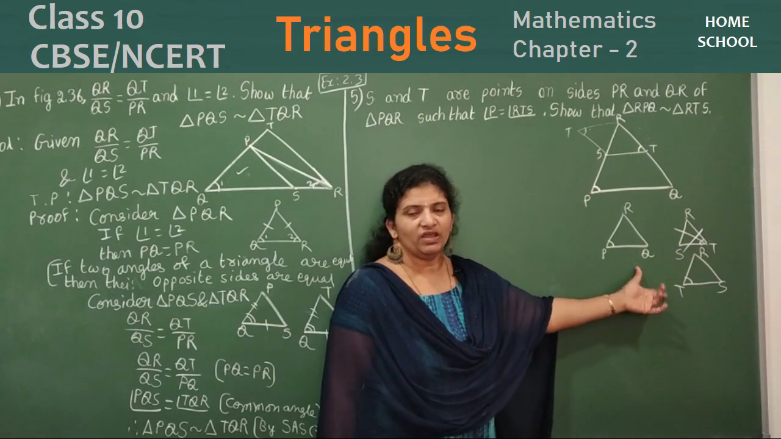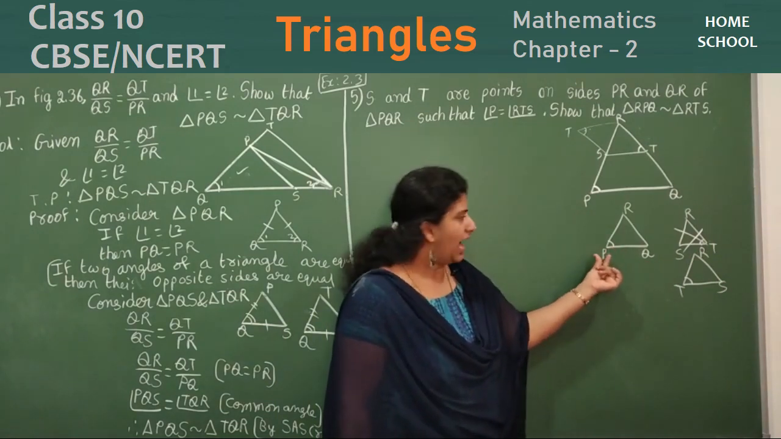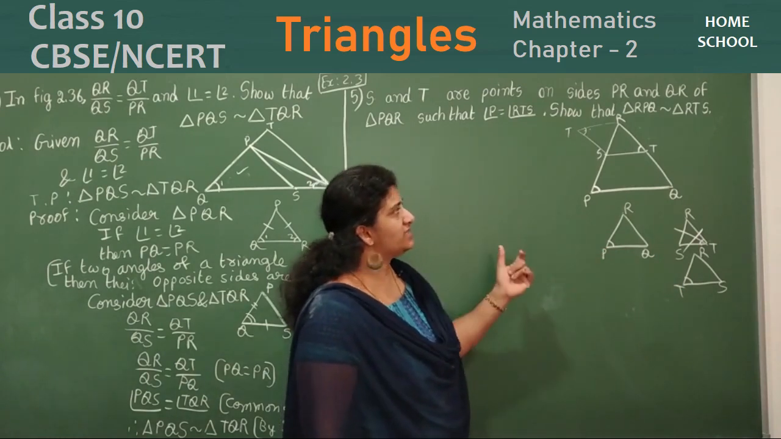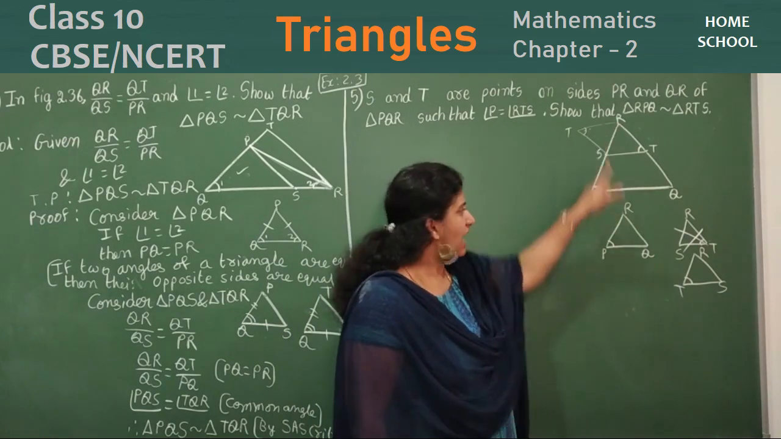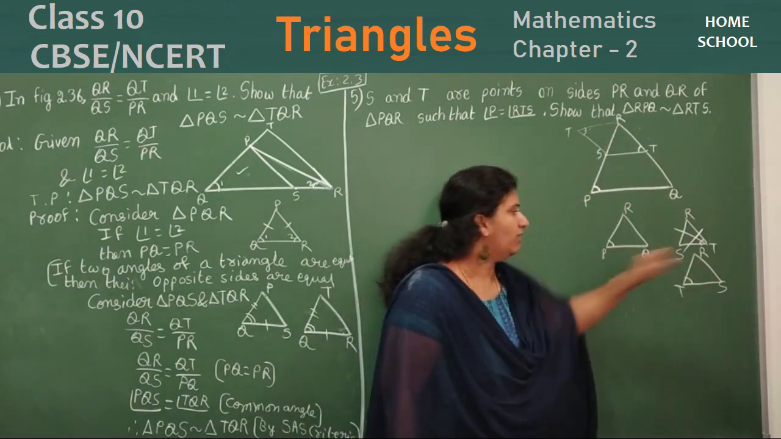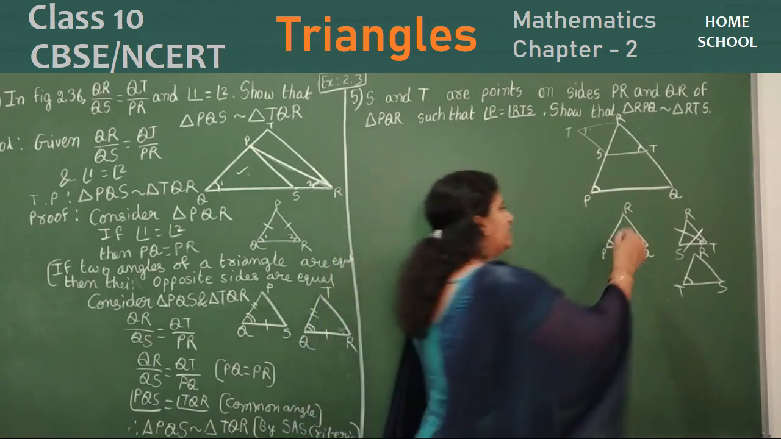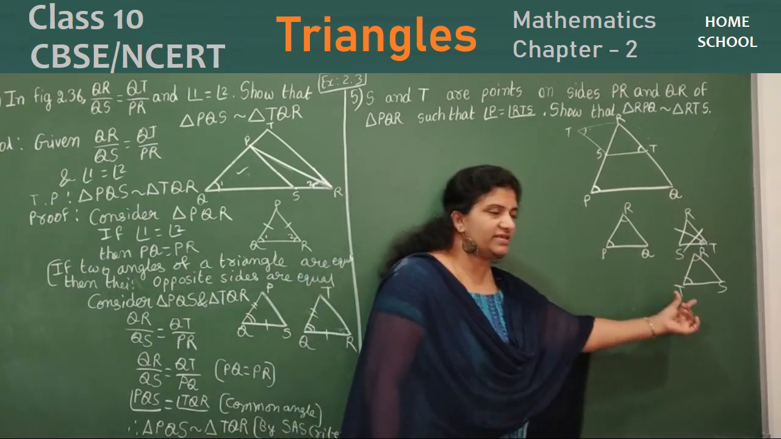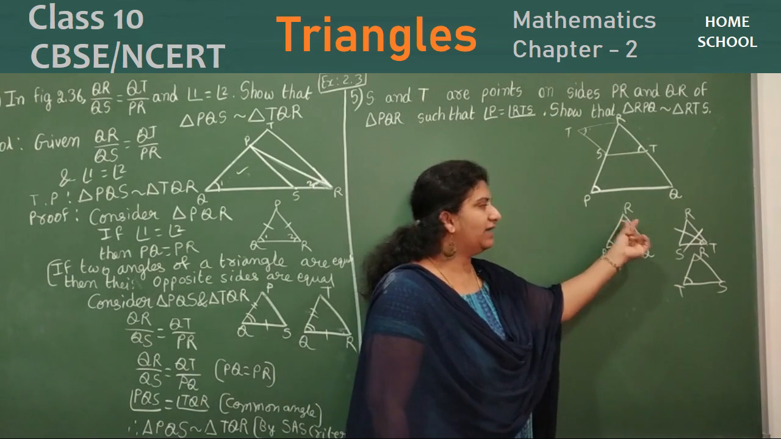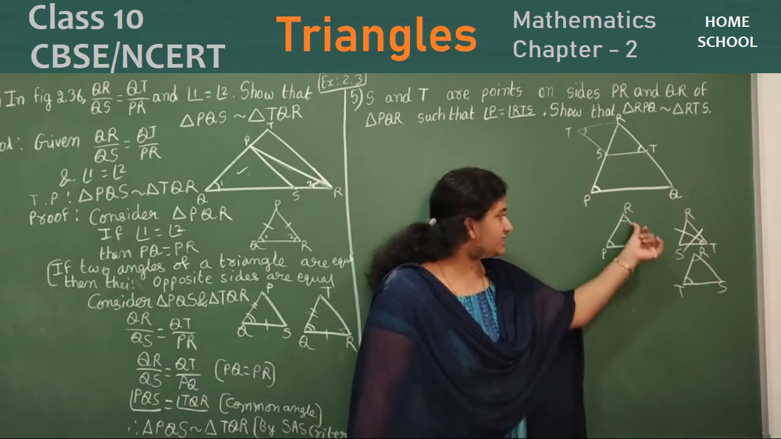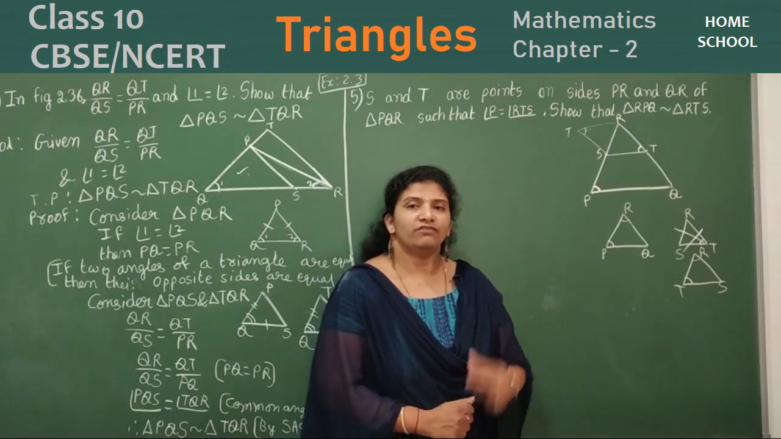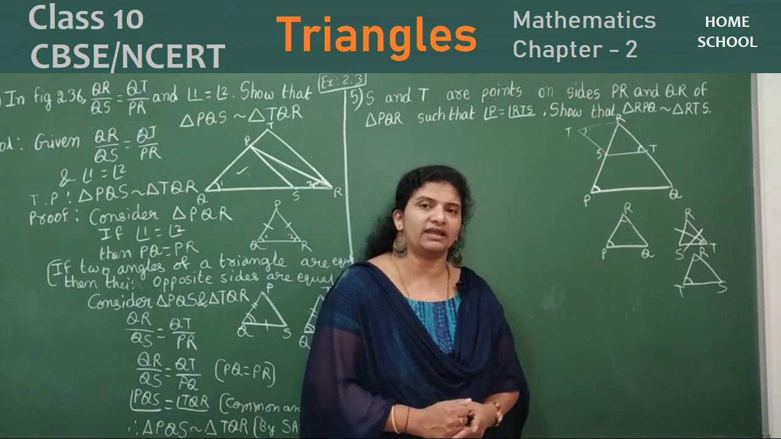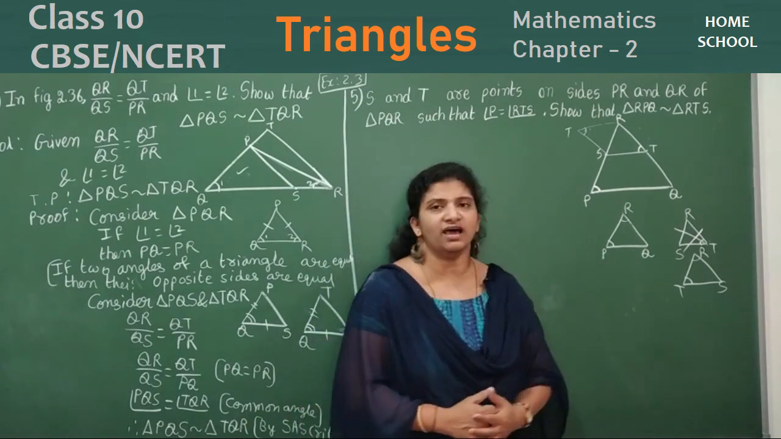Now comparison is easy. When you compare, what happens? Observe here. Angle P is equal to angle T, given already. And what did they give still here? Common angle. Angle R is equal to angle R. These two angles are equal. Yes or no? They have given angle P is equal to angle T, and angle R is equal to angle R. This is the common angle. So what can you say? If two corresponding angles are equal, we can apply the AA similarity criterion and say these two triangles are similar.